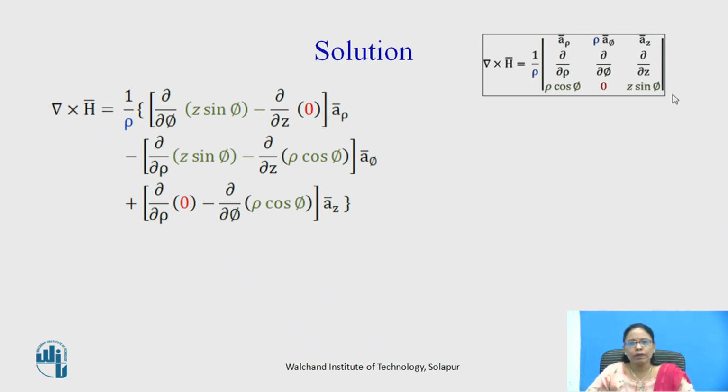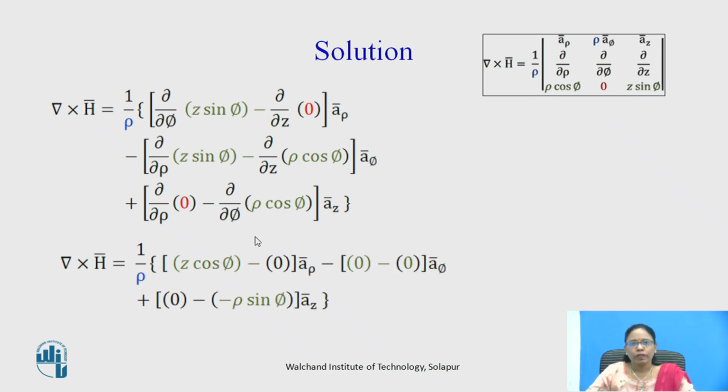With respect to a z bar, skip the last column and multiply these two: dou by dou rho of 0 minus dou by dou phi of rho cos phi. The term is written here. So these three terms will simplify. When we simplify, dou by dou phi of z sin phi will result as z cos phi. The other derivative is 0, so the term will be 0. With a phi bar, the term is dou by dou rho of z sin phi. Everything is constant with respect to rho, so the answer is 0. Here also with respect to z, there is no term of z. Again the answer is 0.